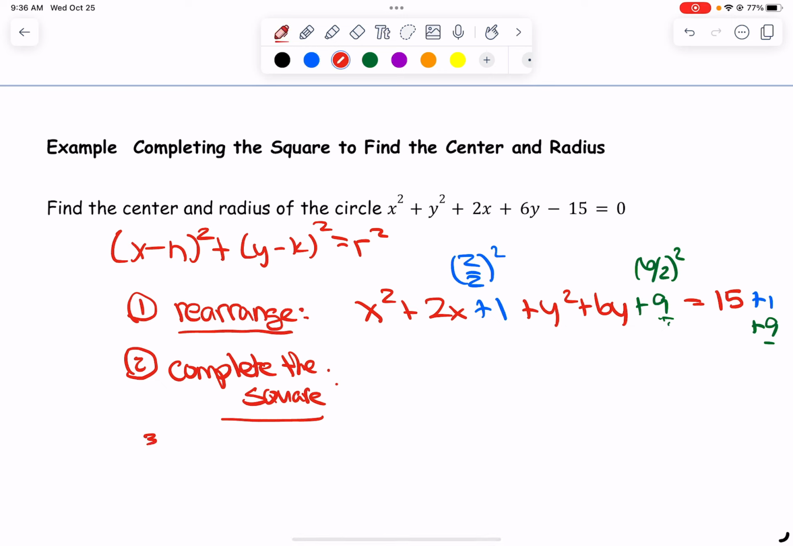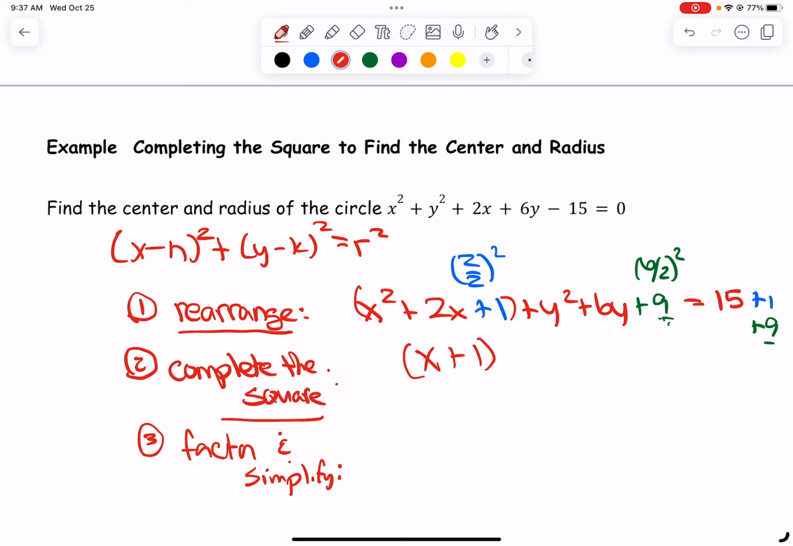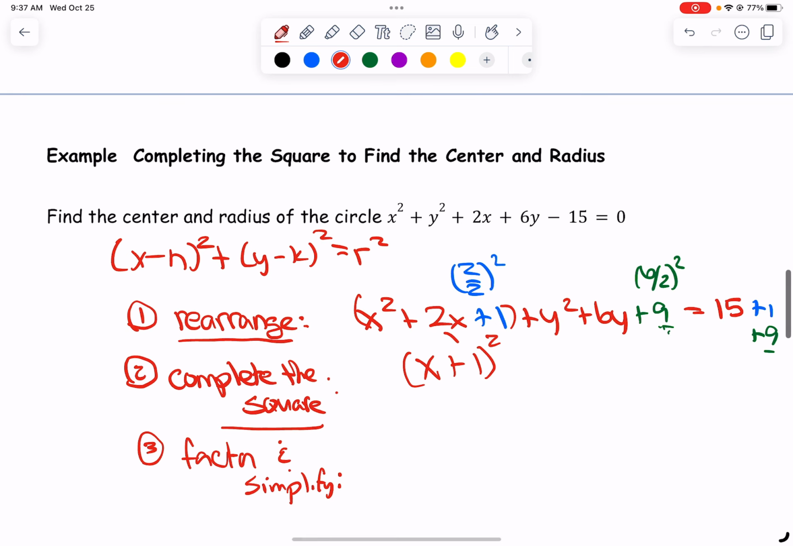Step 3, we're going to factor and simplify. So factoring x² + 2x + 1, the factors that multiply to 1 and add to 2 are (x + 1)(x + 1), or (x + 1)². And again, notice how this factor is always half of what the b value is.